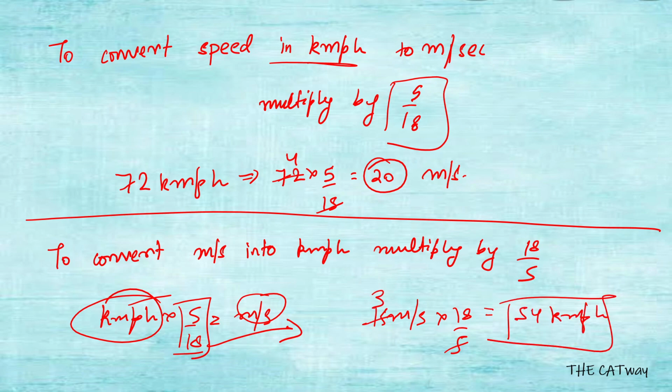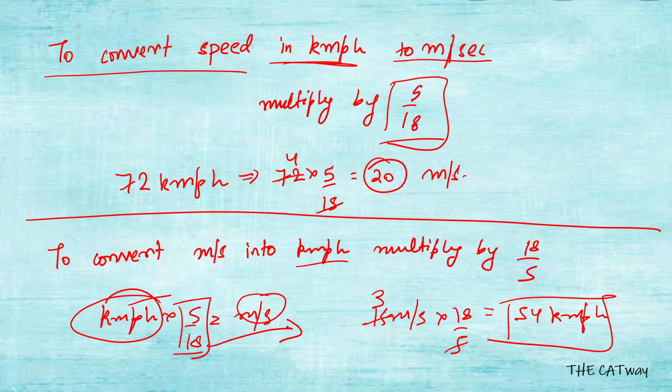So this is the formula for conversion: to convert speed from kilometer per hour to meter per second, multiply by 5 by 18, or to convert from meter per second to kilometer per hour, multiply by 18 by 5. Always remember, if you get confused, the same speed in kilometer per hour will be numerically greater than the same speed in meter per second.